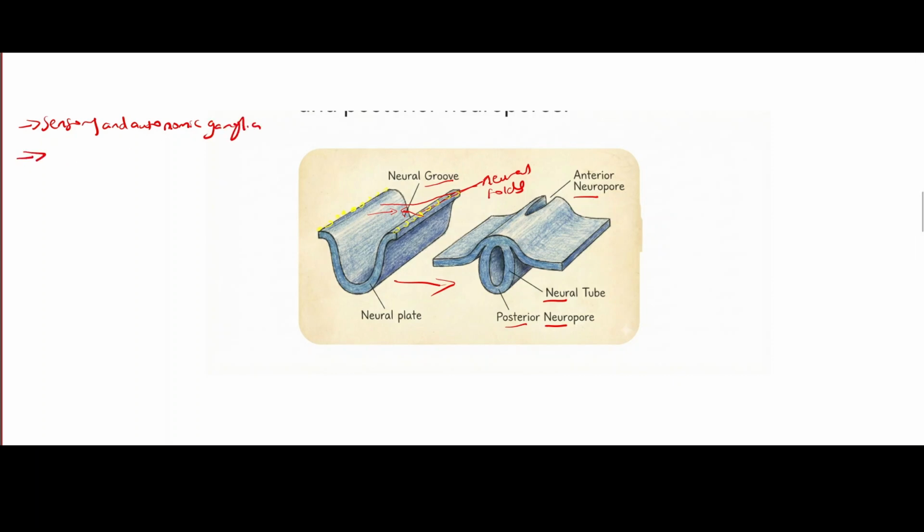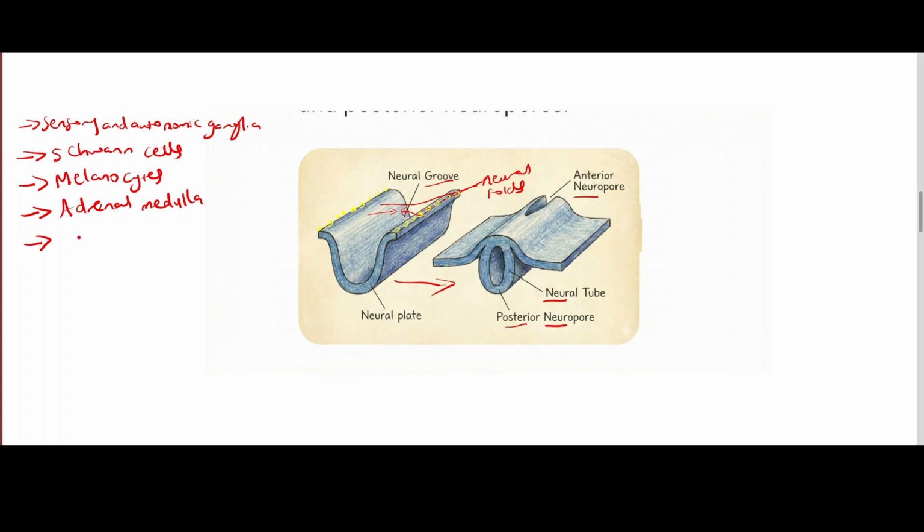So these are the derivatives of the neural crest cells. We have the Schwann cells. We have the melanocytes. So we also have the adrenal medulla. So we also have the facial bones and cartilage.